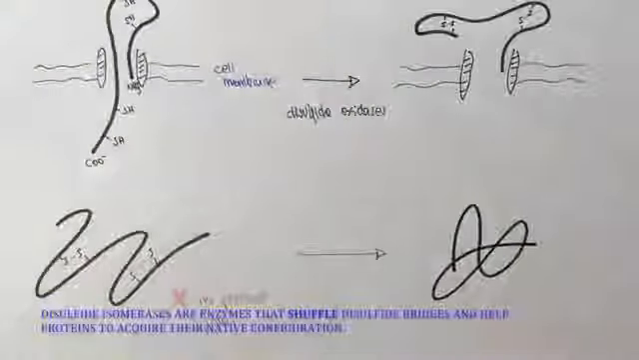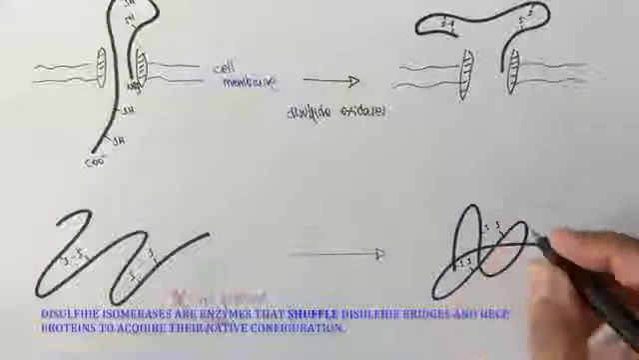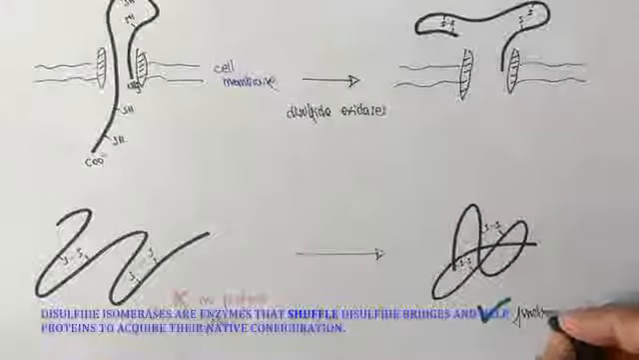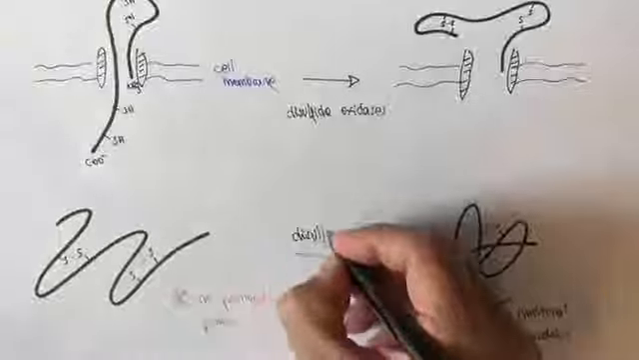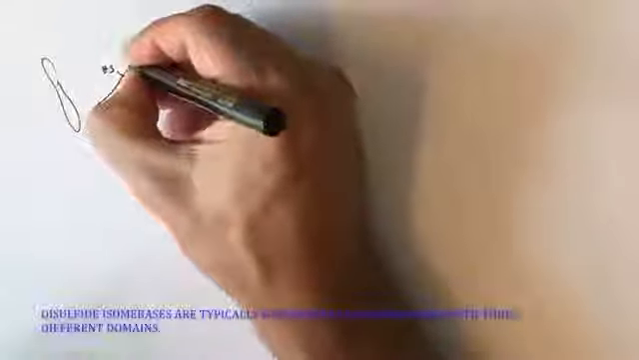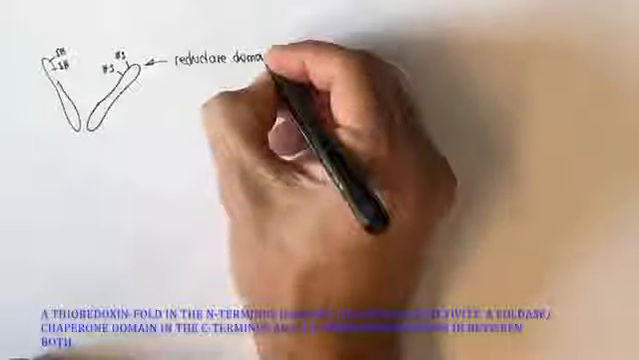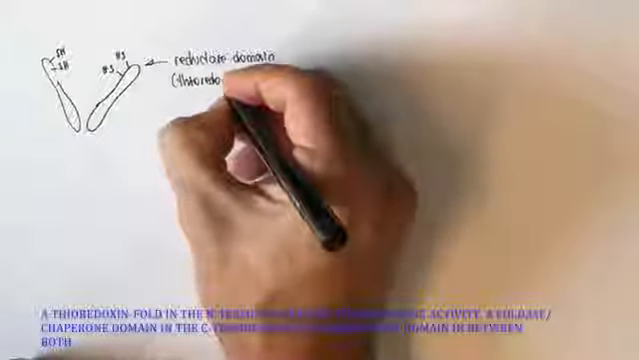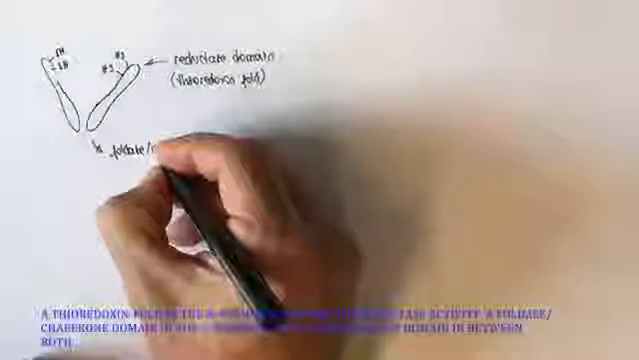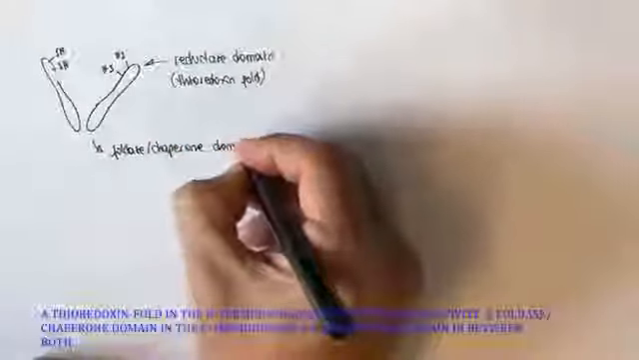Disulfide isomerases are enzymes that shuffle the disulfide bridges and help the protein to acquire its native conformation. Disulfide isomerases are generally described as V-shaped dimers. They possess three different domains: an N-terminus domain with a thioredoxin fold type that is responsible for the reductase activity, a foldase or chaperone domain in the C-terminus and interface of the monomers, and a flexible hinge domain in between both of them.